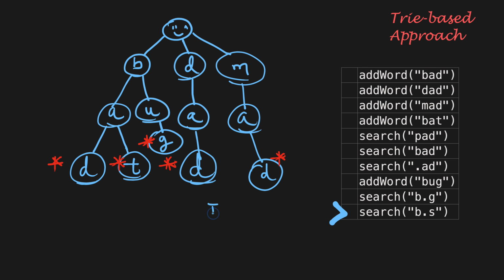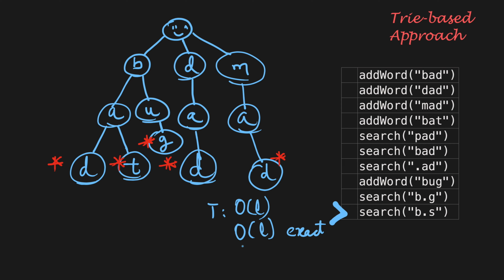Now, the overall time complexity for addWord will be O of L, where L is the length of the word, because for each character we perform one simple operation, either following a pointer or creating a new node and then following a pointer. And the time complexity for the search will be O of L as well, in case of an exact match, as we just traverse down a single path.